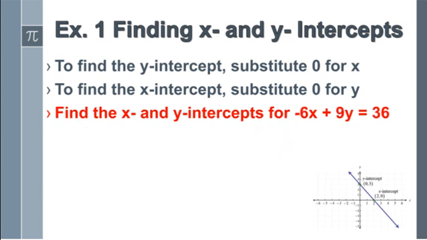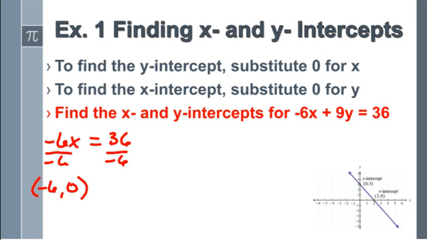Next one, find x and y intercepts for negative 6x plus 9y equals 36. Now, since we already know we are substituting 0, there's a simplified way of finding the intercepts. To find the x-intercept, I'm just going to write negative 6x equals 36 because I know that the y is already 0. So now I can divide by negative 6 on both sides. So the x-intercept here would be negative 6 when y is 0. So this is the x-intercept.